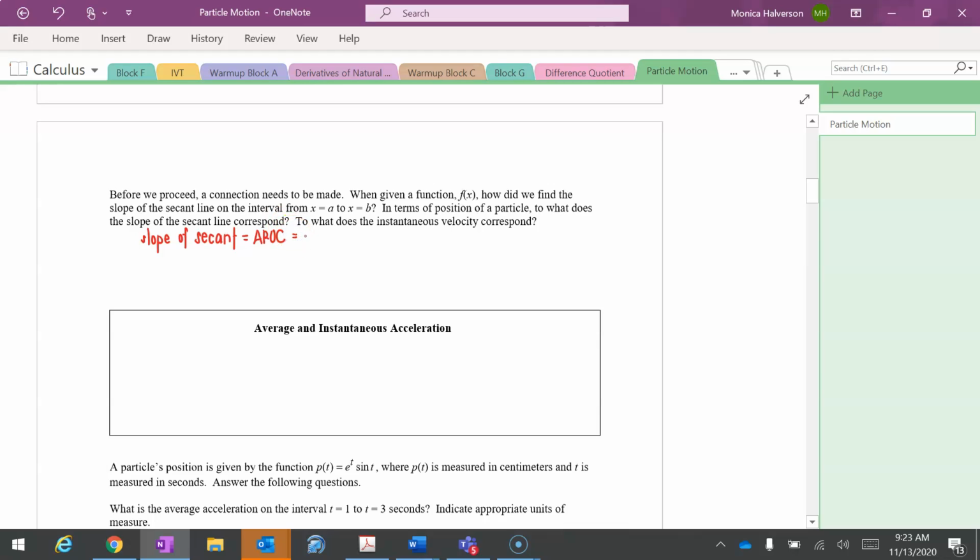All right. So that would be the position of A minus the position of B all over A minus B. So the slope of the secant represents the average velocity, whereas the slope of the tangent, which we have said on multiple occasions is equal to IROC, or the instantaneous rate of change, which is the first derivative, that is equal to the instantaneous velocity.